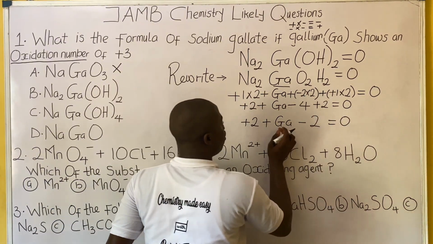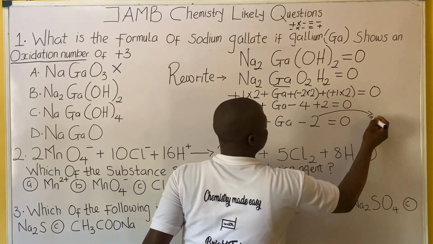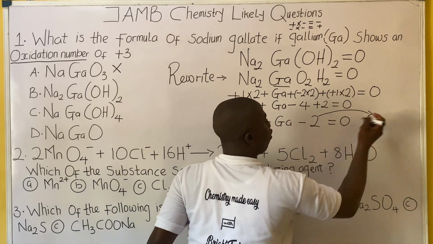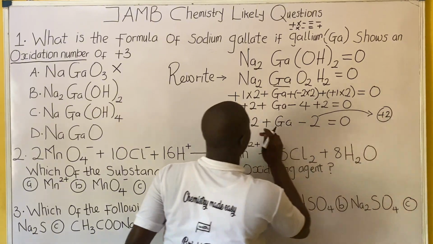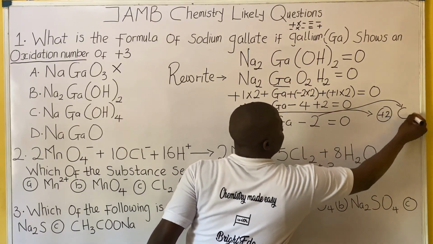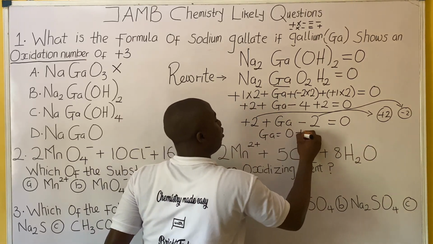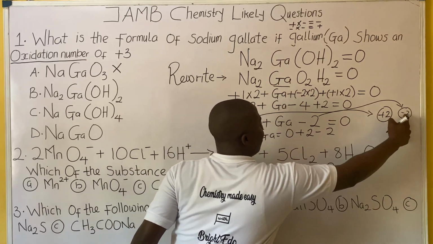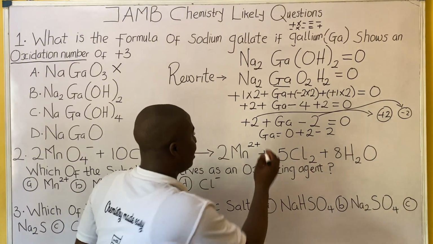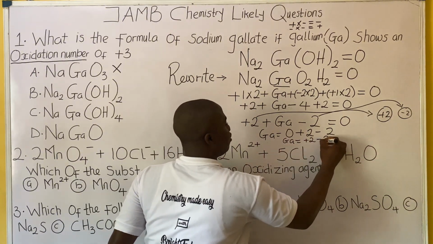All right, so we are looking for gallium. So what do we do? All these things move. So when minus 2 crosses the equality sign, it becomes plus 2. When plus 2 crosses the equality sign, it becomes minus 2. So gallium becomes 0 plus 2 minus 2 plus 2 minus 2. Do you understand? So gallium will now be equal to what now? Plus 2 and minus 2.